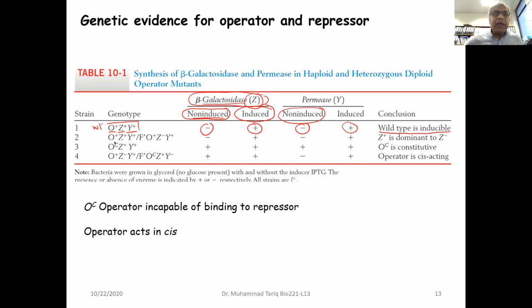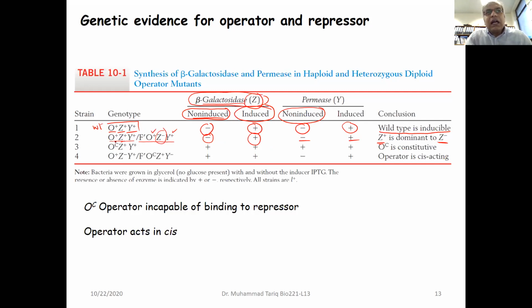Now, pay attention here. They have everything wild type, but they brought in an F prime plasmid where O is wild type, Y is wild type, but Z is mutant. And they already knew that this one is recessive to wild type. So they showed that under uninduced conditions, it remained uninduced. It only got induced when you have inducer there, which means Z plus is dominant over Z minus, and there was no effect on induction. So it pretty much behaved as wild type.